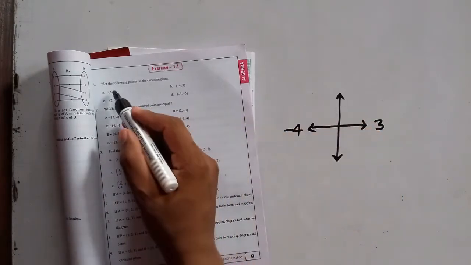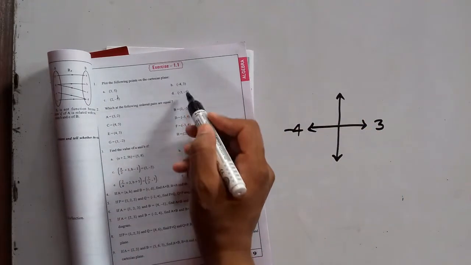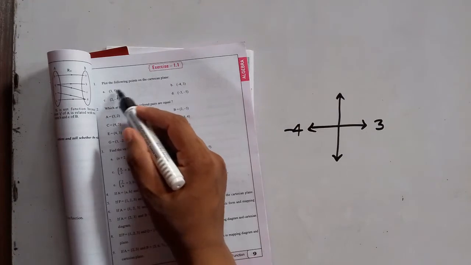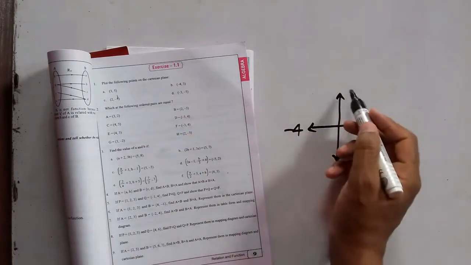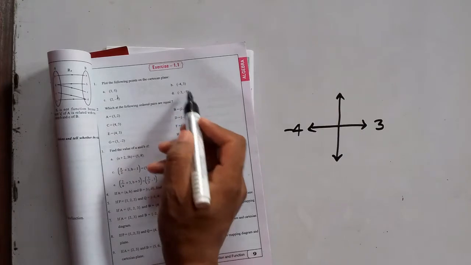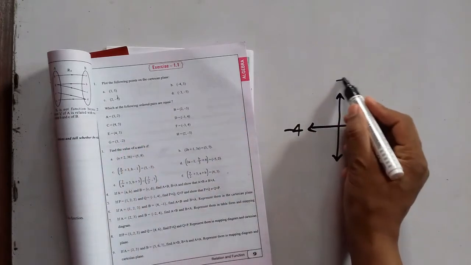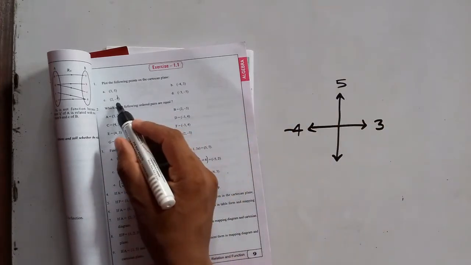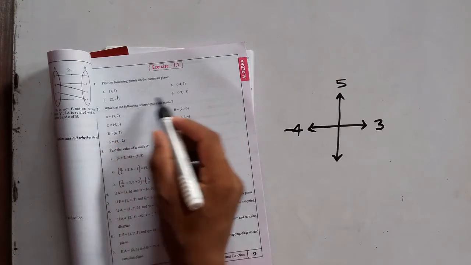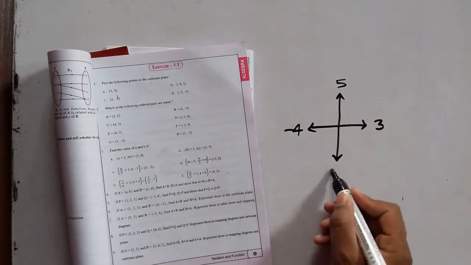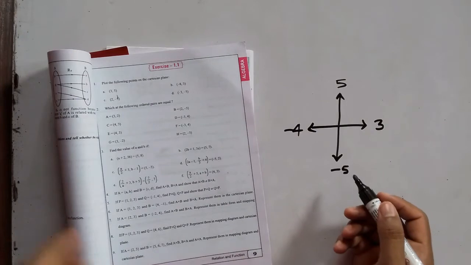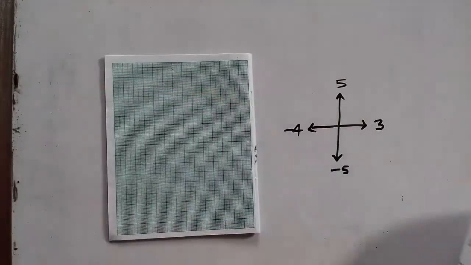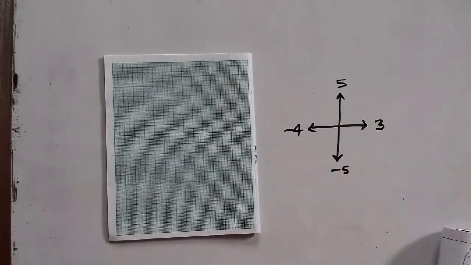For upward and downward, we have to look at the second element of every ordered pair. There is 5, here is 3, above is positive, so we have to look for positive. So the maximum is 5, and towards down the maximum is -5. Now it will be easier for us to draw the Cartesian plane on graph paper.